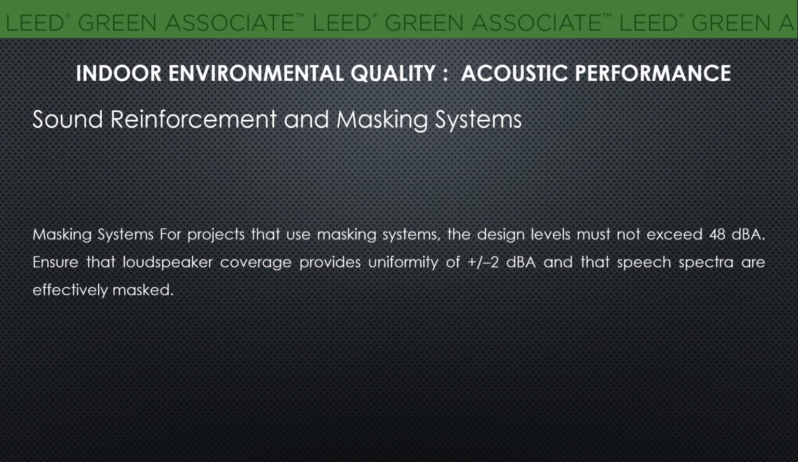Next is masking. Sound masking is the process of adding background noise to make speech less intelligible, thus reducing distractions, protecting speech and improving comfort. Or more simply put, sound masking is noise used to cover other sound to make it harder to distinguish. For projects that use a masking system, the design level must not exceed 48 dBA. Ensure that the loudspeaker coverage provides uniformity of plus or minus 2 dBA and that speech spectra are effectively masked.